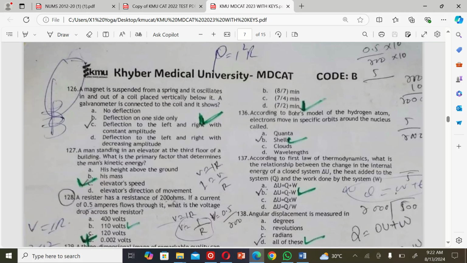The next MCQ is: a magnet is suspended from a spring and it oscillates in and out of a coil placed vertically below it. A galvanometer is connected to the coil and it shows A. No deflection, B. No deflection on one side only, C. Deflection to the left and right with constant amplitude, and D. Deflection to the left and right with decreasing amplitude. So the correct option is C. Deflection to the left and right with constant magnitude.